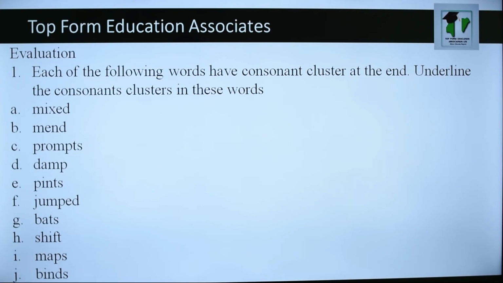We have "mixed". Yes, I think we've seen this word somewhere. Mixed here, where we have underlined is X-E-D, and we have "xt", K and T. Then we have "mend", with N-D underlined. We have "prompts", from M down to S underlined. Here we have prompts, M, P, T, S underlined.